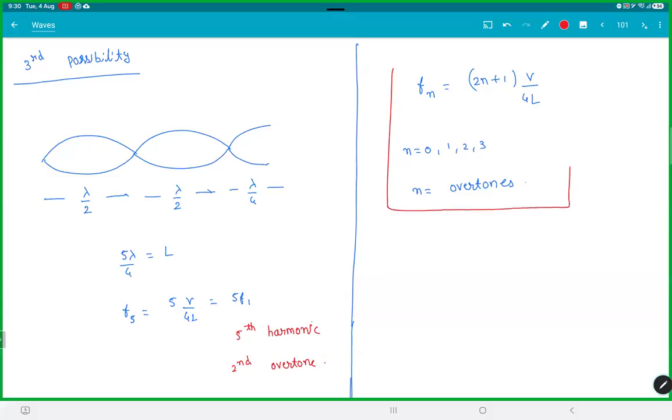But yeah, if you want to remember, you can remember. This is not a general formula. The sonometer one is a general thing. So the important thing here: even harmonics are missing. In this system, you can never generate even harmonics.